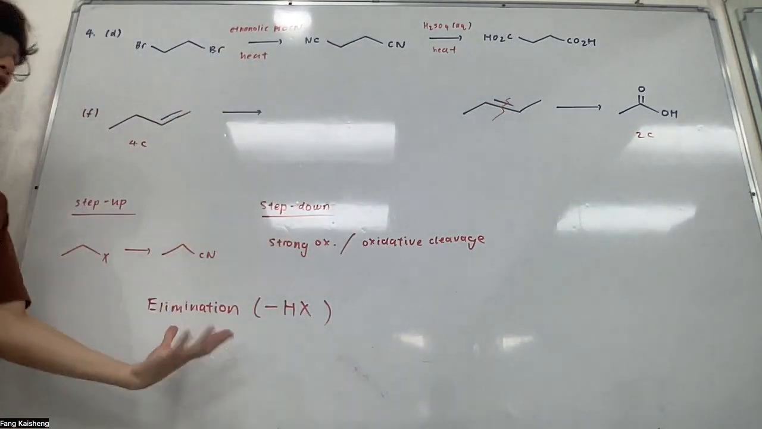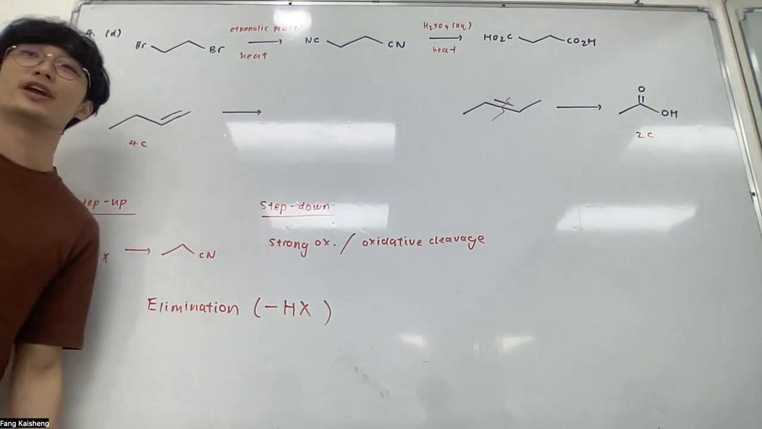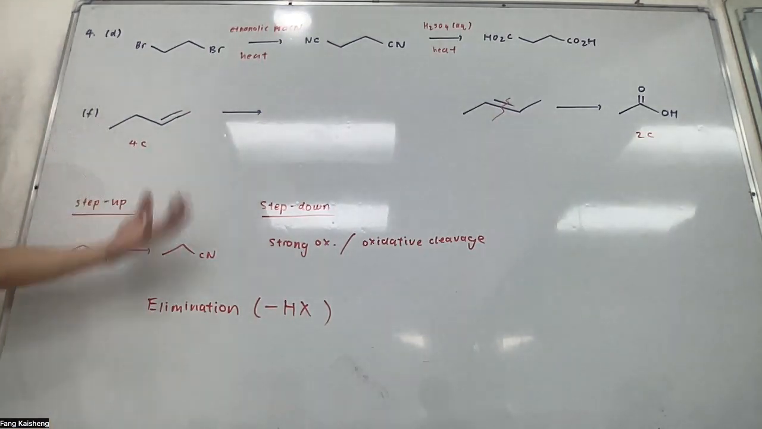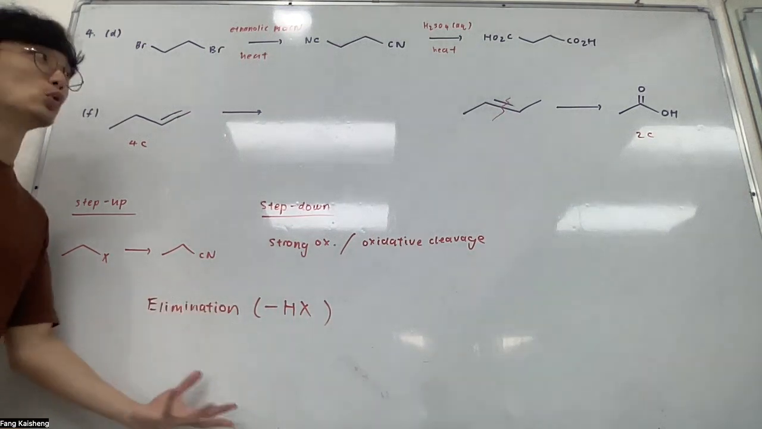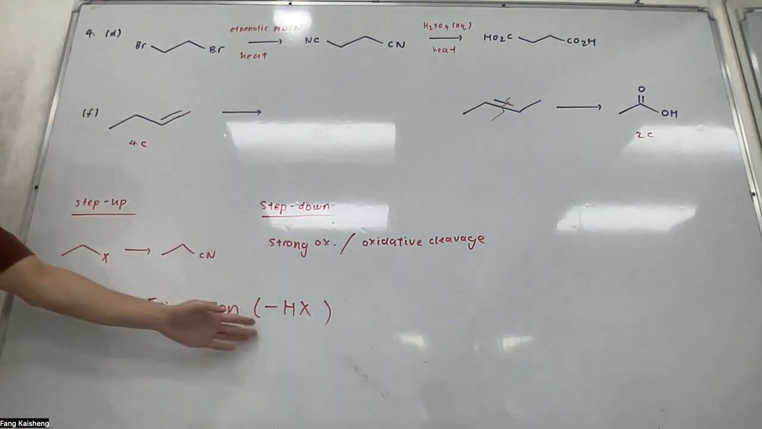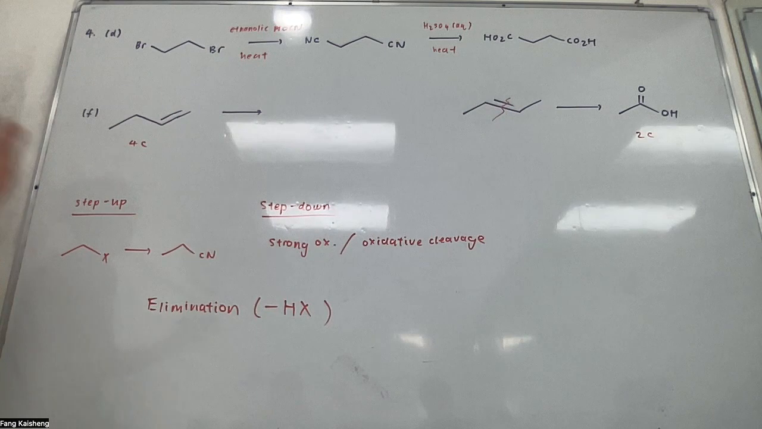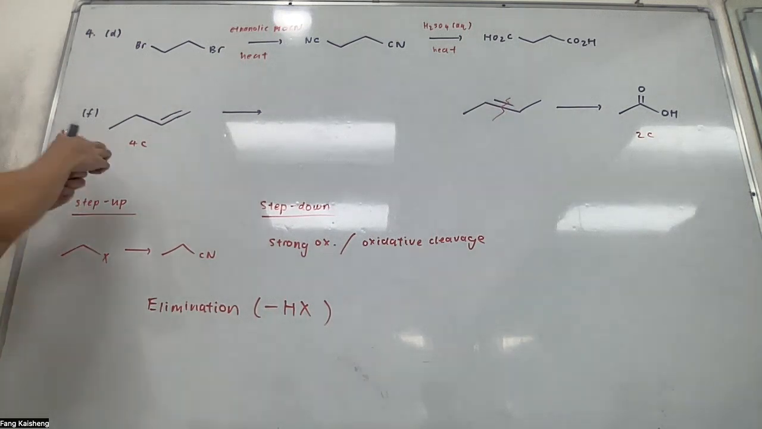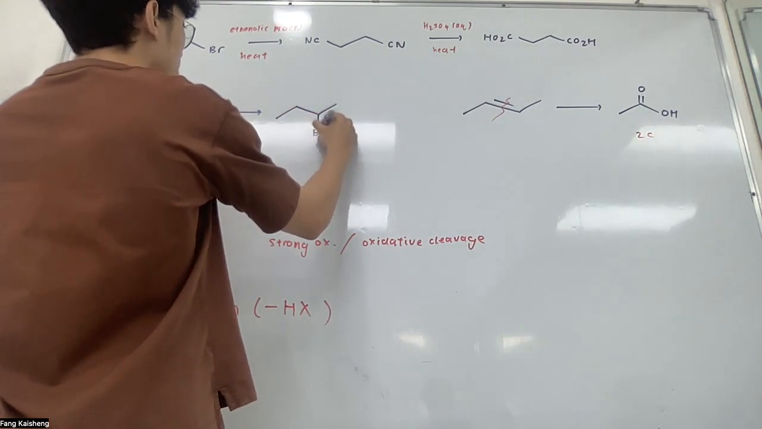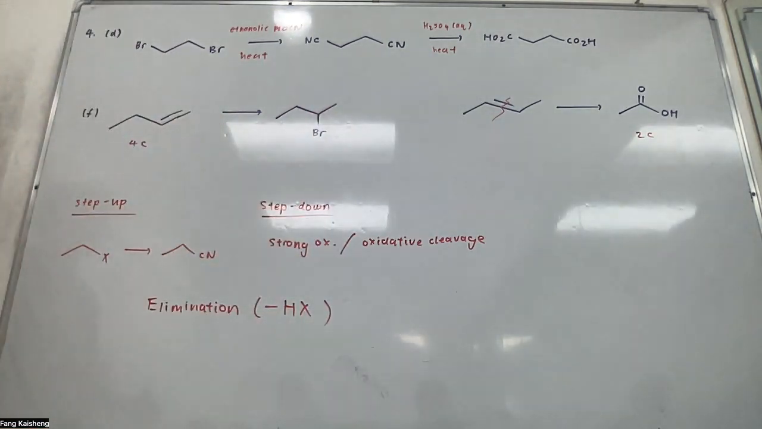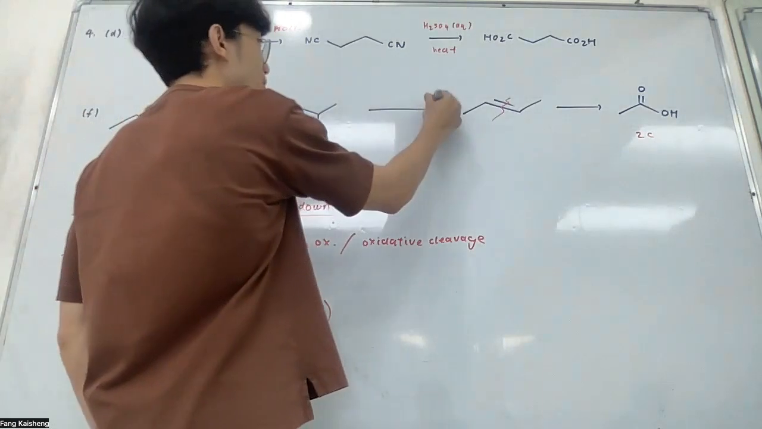So guys, what should we add so that later on we can remove HX? We also add HX. Can you see that? We can't just add X2. If you add X2 and then remove HX, you have one halogen left behind. So I add HX, and what's going to happen is this. I add HBr, I'm going to get this. And then from here, I eliminate to get this.